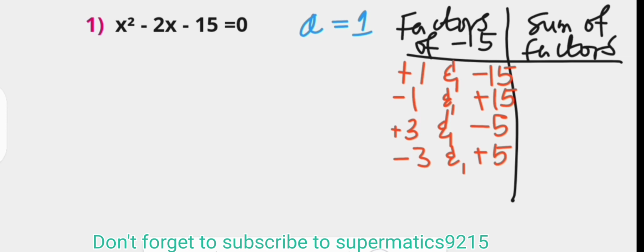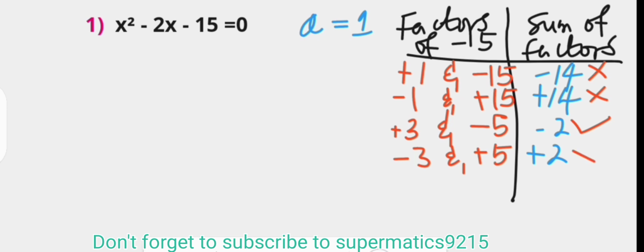It is time to find their sum. Positive 1 and negative 15 gives negative 14. Negative 1 and positive 15 will give positive 14 when added. Positive 3 and negative 5 will give negative 2, while negative 3 and positive 5 will give positive 2. Since the middle term is negative 2x, the coefficient is negative 2, then the sum of negative 14 will not work. The sum of positive 14 will not work, but the sum that gives negative 2 will work. The last one will also not work, which means that we will be using positive 3 and negative 5.